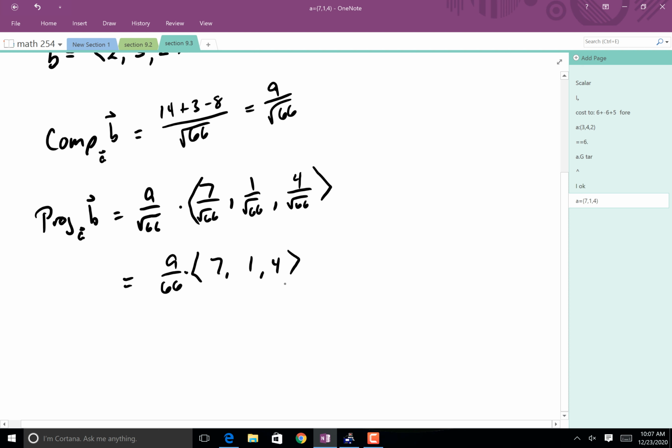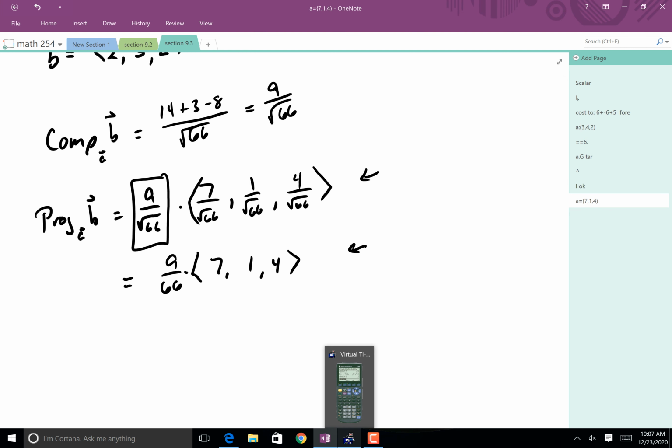So how long is this vector? This vector is 9 over the square root of 66. The square root of 66 is 8-ish, so 9 over 8 is like 1 1/8-ish. So this vector right here, and both of them, are just a skosh over 1 unit long. Okay, so a person can do it this way.